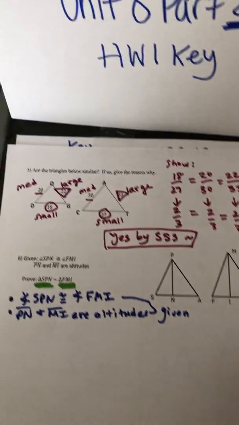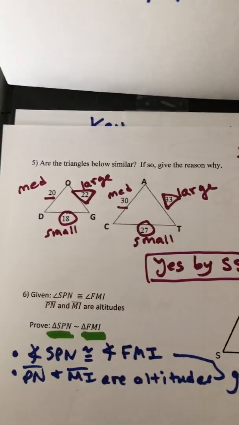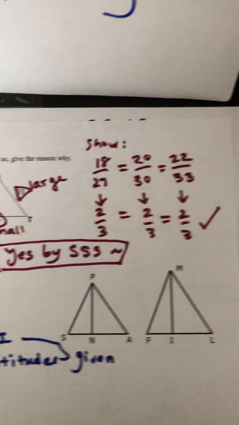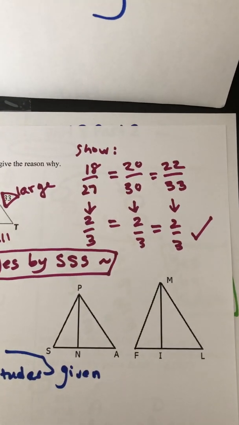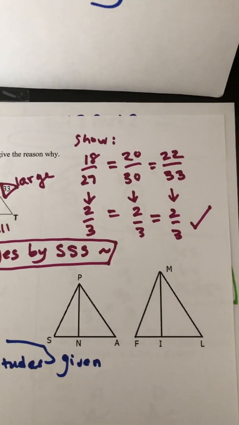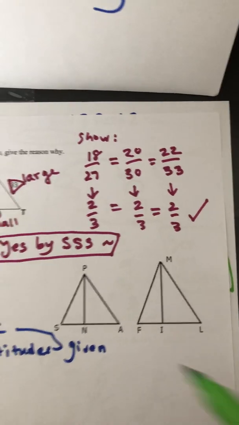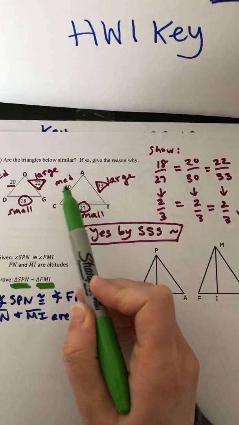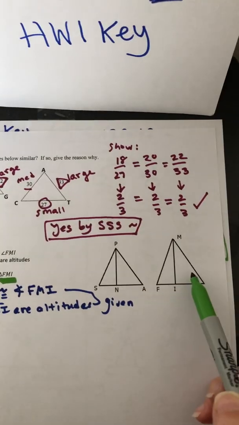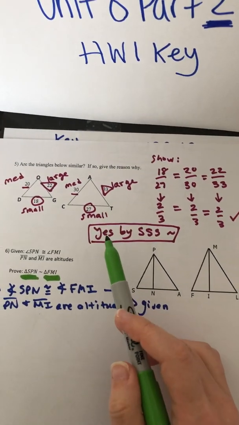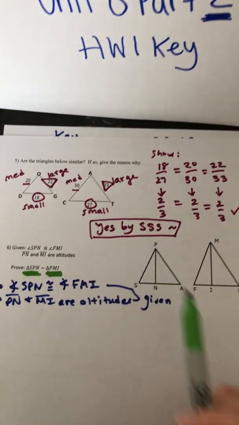Number 5 had a diagram, but we need to match everything up very carefully. I labeled small, medium, and large to help me out. And then I made 3 fractions, and I wanted to check if those were all in proportion. All 3 fractions reduced to 2/3. So 18 over 27, 20 over 30, and 22 over 33, all reduced to 2/3. So now we know that these triangles are in fact similar by side, side, side similarity.